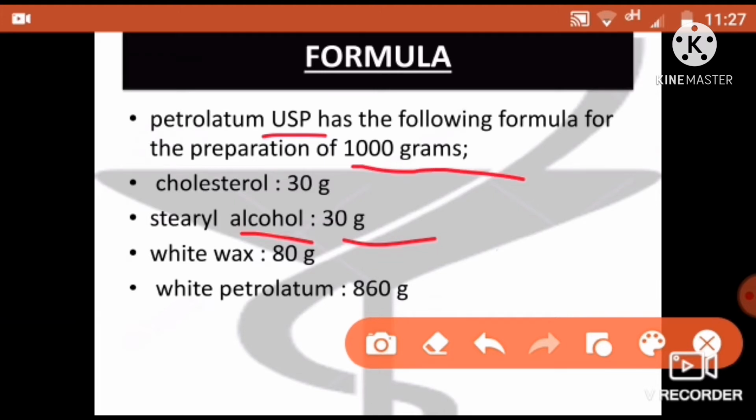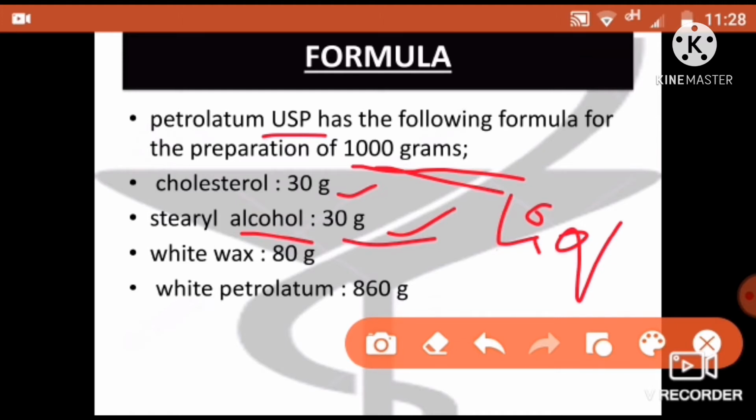Why are we preparing 1000 grams? Because this is a standard formulation of 1000 grams. Whenever we need to prepare something, we prefer to prepare it in 1000 grams because it gives perfect calculation and exact results. So we need cholesterol 30 grams to prepare an absorption base, the base which absorbs water in it. And it has two types. The liquid is sterile alcohol in this. White wax we need 80 grams and white petrolatum we need 860 grams.